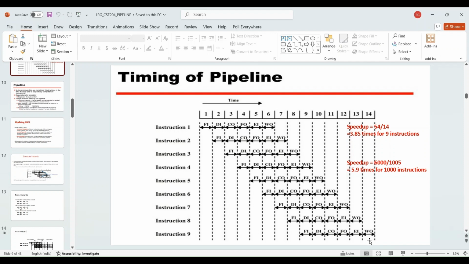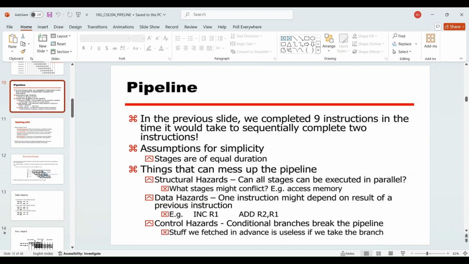But actually in a pipeline, there are many other kinds of hazards or problems. And those are called pipeline hazards. And there are mainly three types: structural hazard, control hazard, and data hazard. We are going to see what is structural hazard.